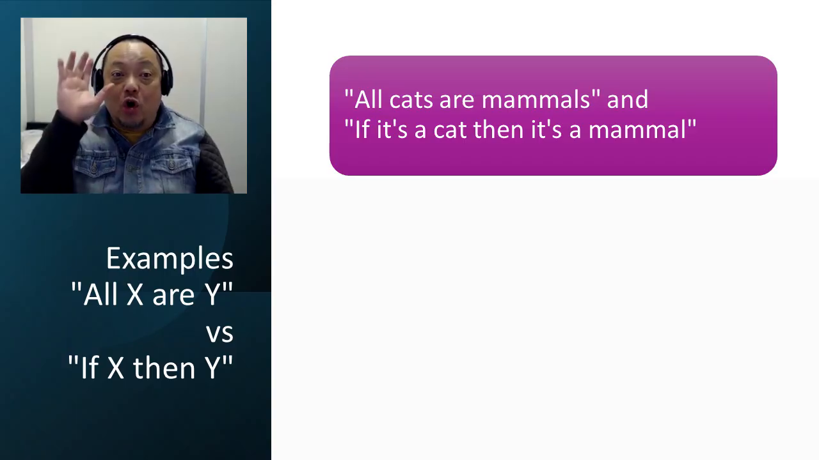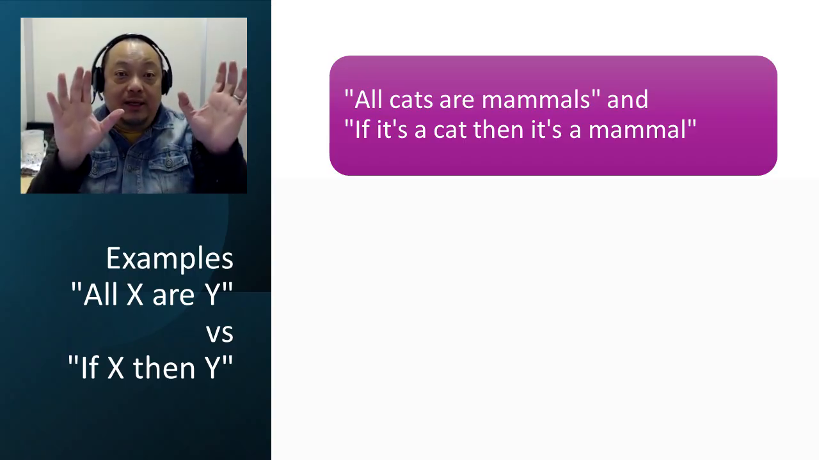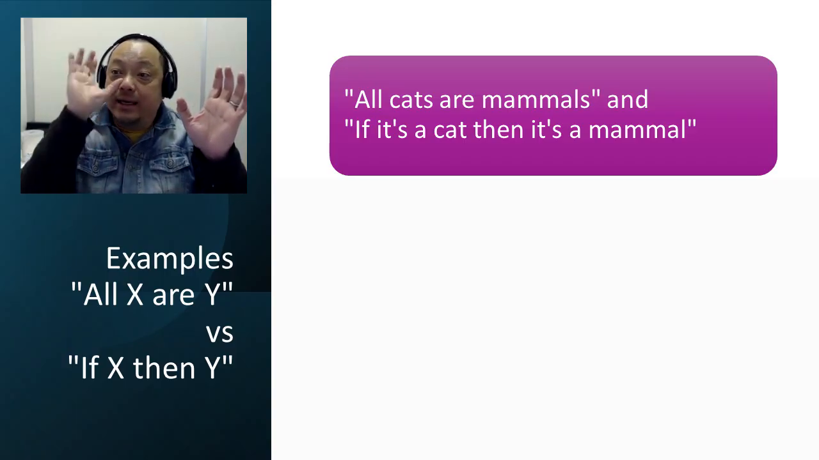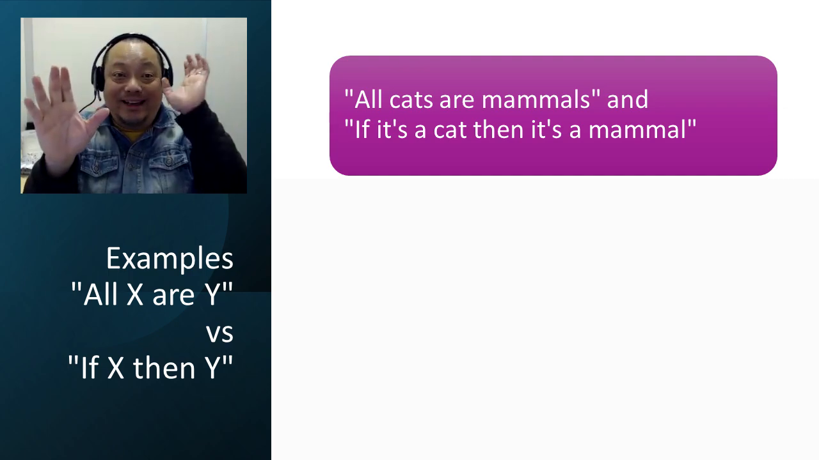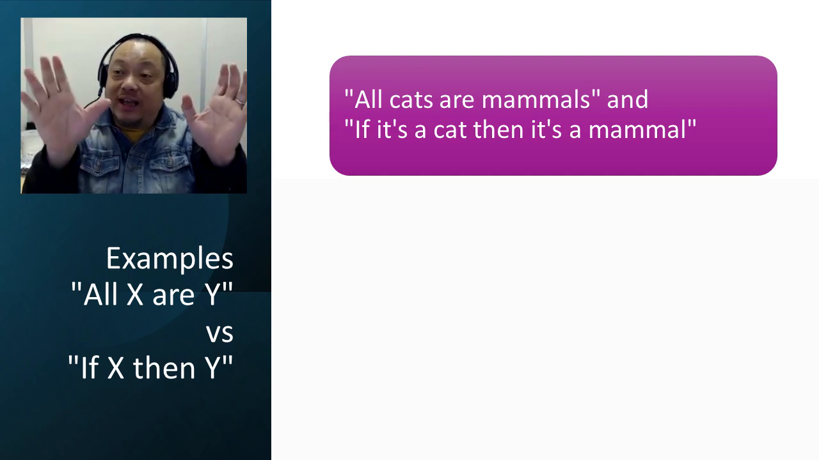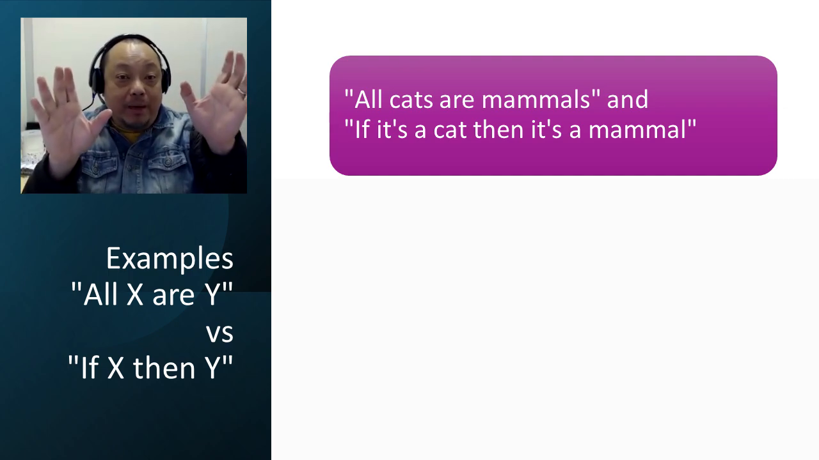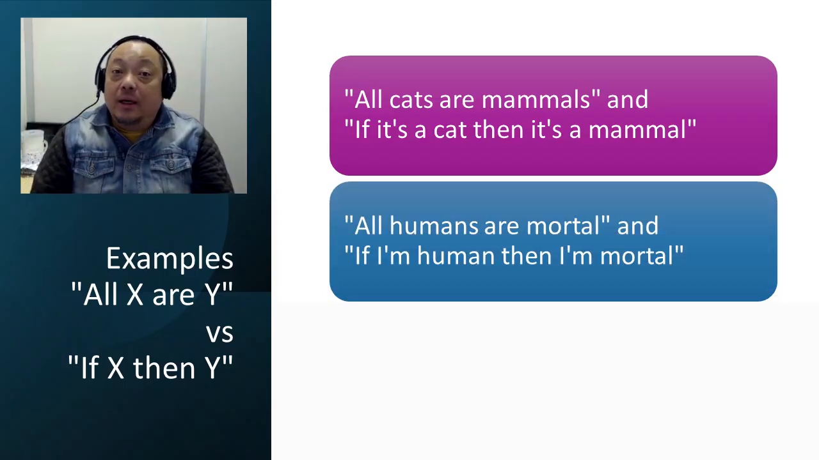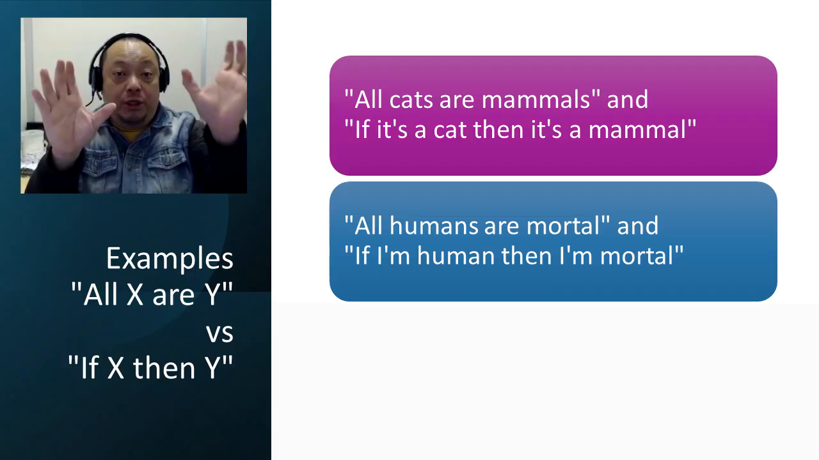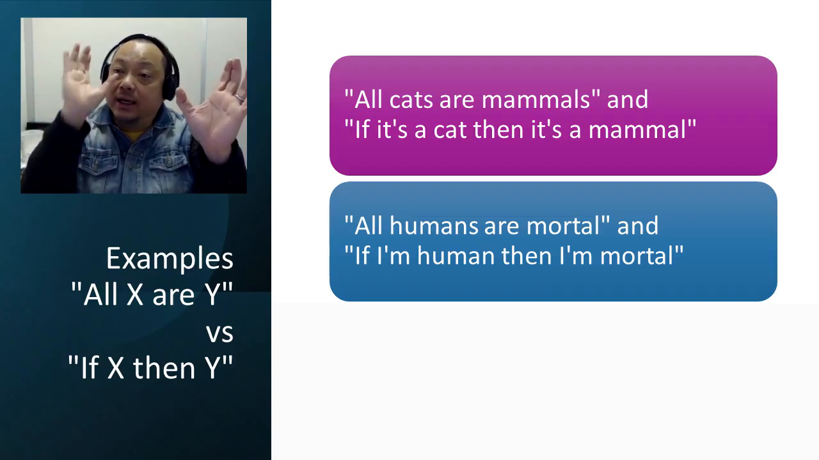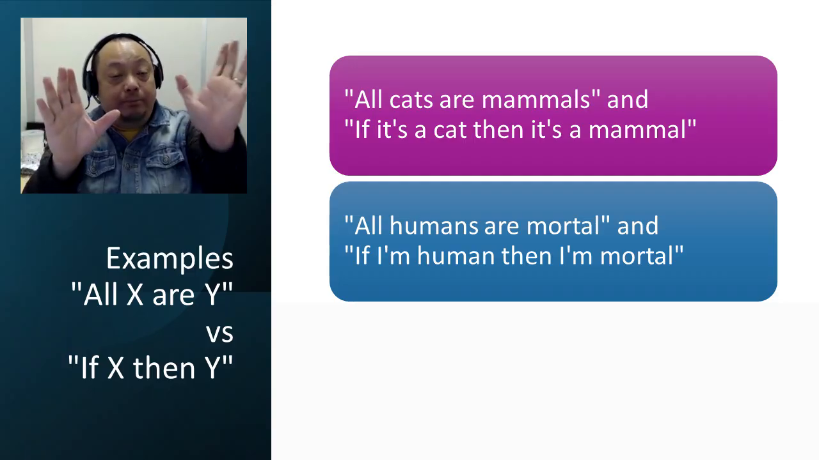If I say all cats are mammals, then it's the same as saying if something is a cat, then it is a mammal. The X is cats and the Y is mammals. Another example, all humans are mortal. That's the same thing as saying that if I'm a human, then I'm mortal.